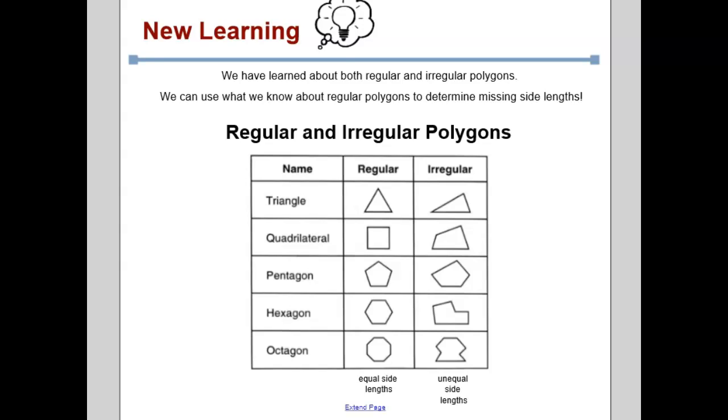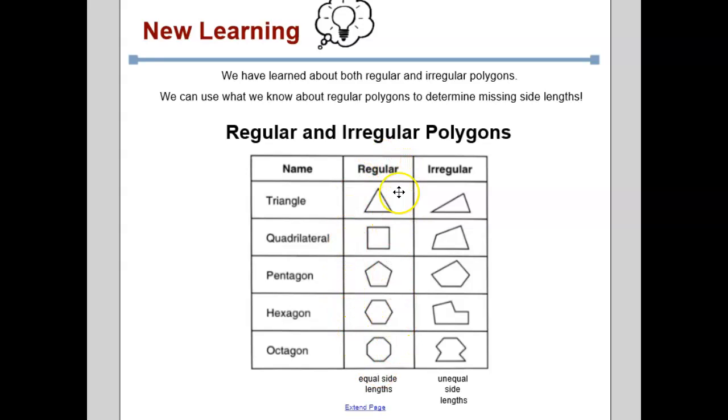So our new learning today is all about regular polygons. We're going to really focus today on the attributes of regular polygons, and specifically their side lengths. We've learned so far about regular and irregular polygons, and we can use what we know about regular polygons to determine missing side lengths. I know regular polygons have all equal side lengths, and irregular polygons don't have to have equal side lengths. So today our focus is going to be on regular polygons.